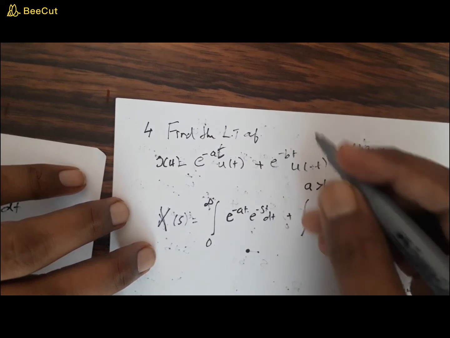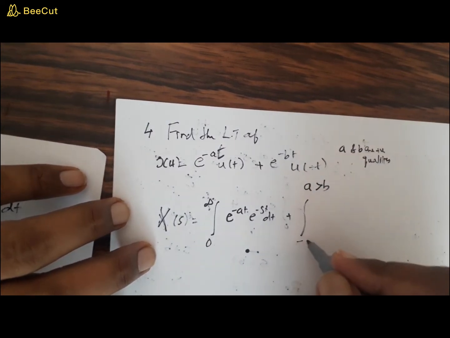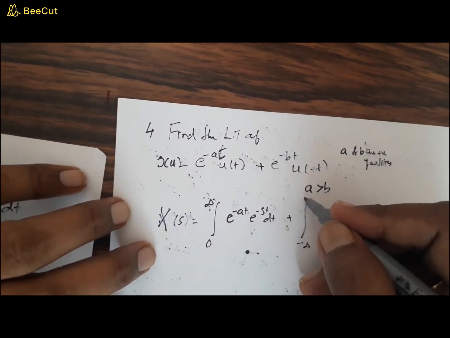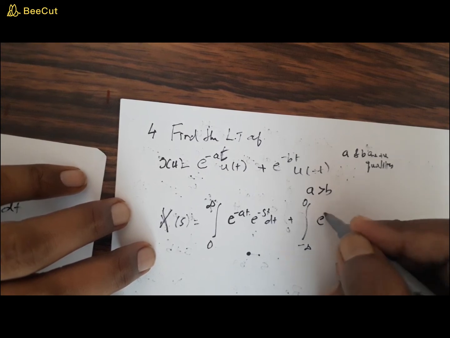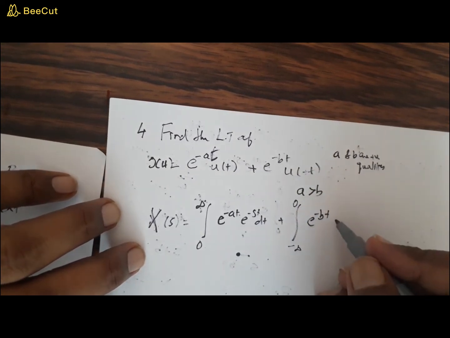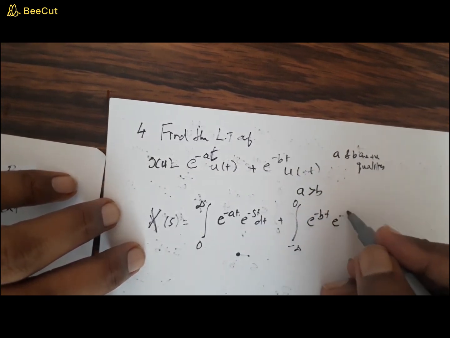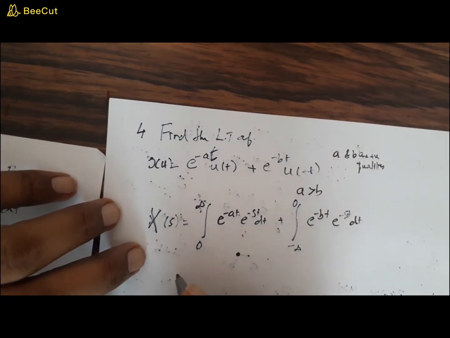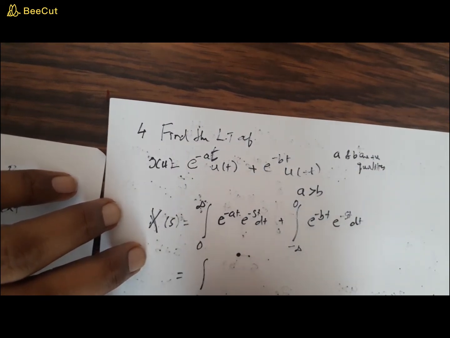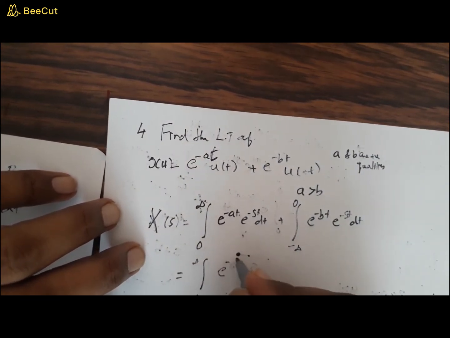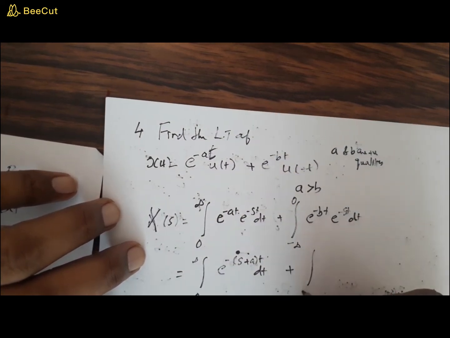plus, here in this example, it is u of minus t. So we know that u of minus t exists from minus infinity to 0, 1 into e raised to minus bt into e raised to minus st dt. Now you can combine this together. So this becomes e raised to minus of (s plus a) into t dt, and this is the integral from minus infinity to 0 of e raised to minus of (s plus b) into t dt.